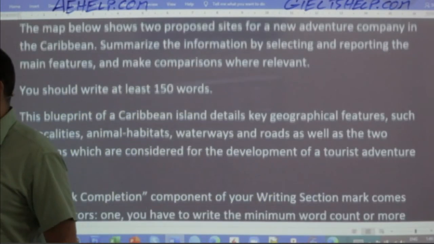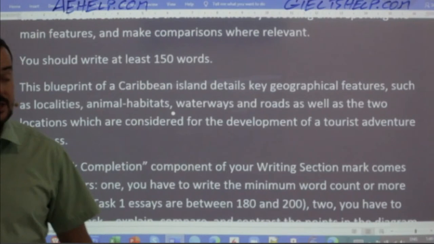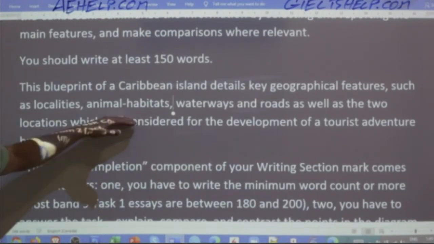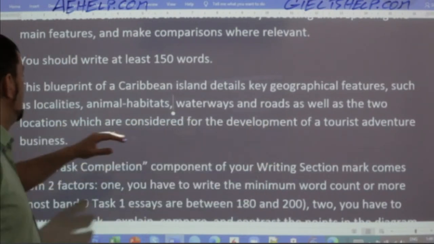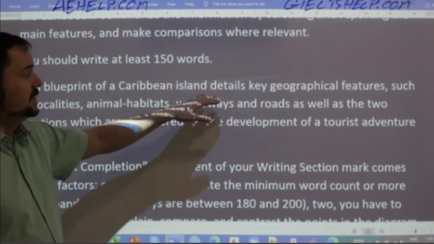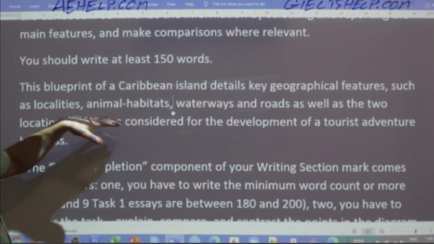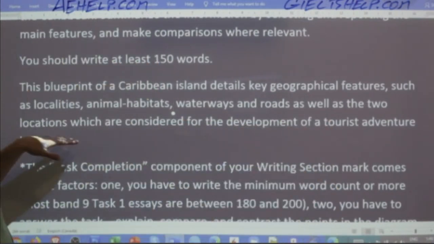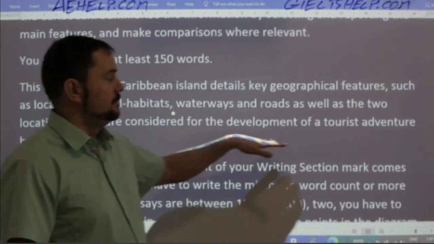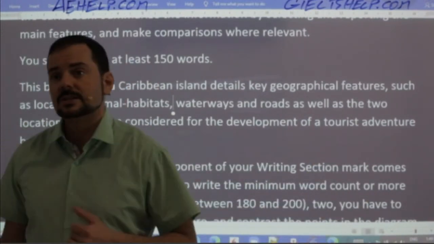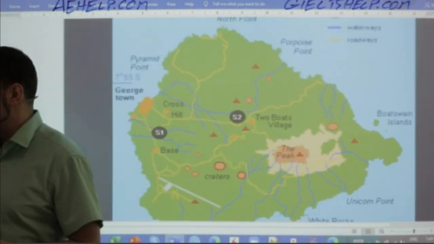All right, so again, this is my paraphrase with some details, right? So I use that information from the legend, okay? So this blueprint of a Caribbean island details key geographical features such as localities, animal habitats, waterways, roads, as well as the two locations which are considered for the development of a tourist adventure business. Okay, good. So let's take a closer look now at what the main feature is.